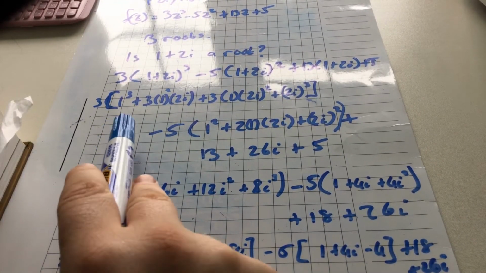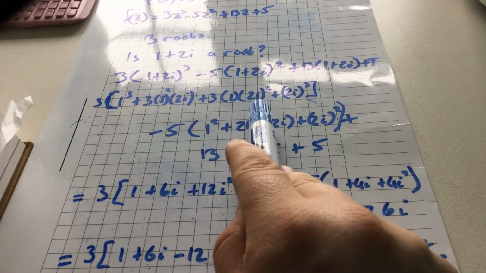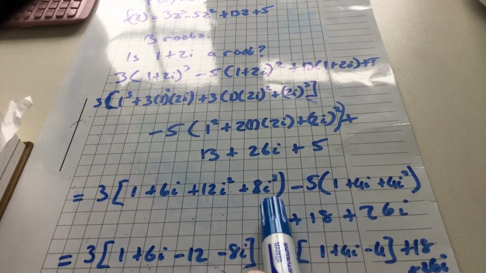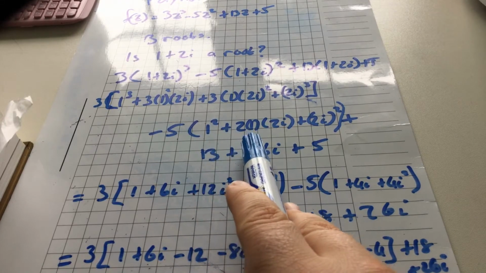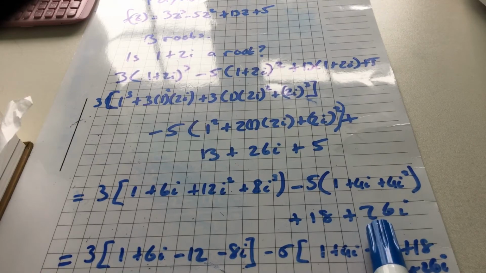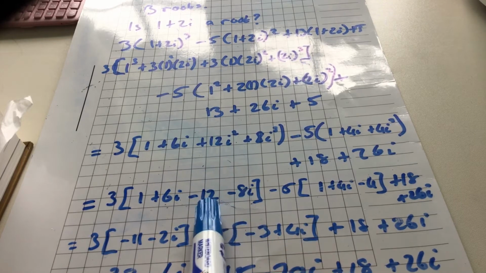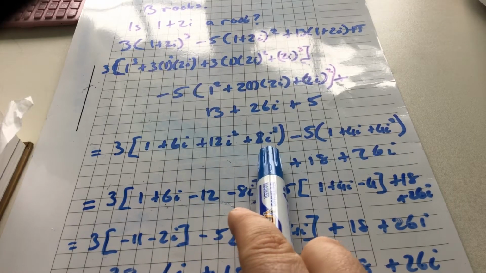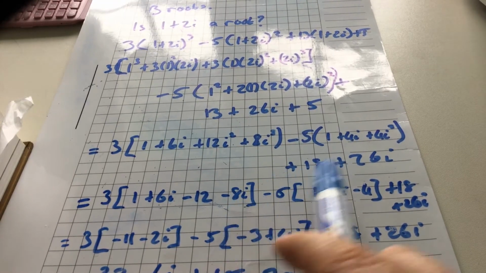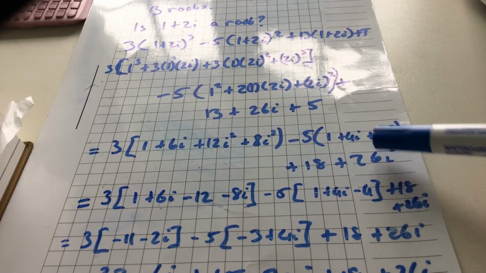Okay, so here we have 1 cubed becomes 1, 3 by 2i by 1 is 6i, (2i) squared becomes 4i squared by 3 is 12i squared, and then (2i) cubed is 8i cubed. 1 squared is 1, 4i, and then this is 4i squared, and then I've just added 13 and the 5 to get 18, and the 26i. Okay, all I've changed here: i squared becomes minus 1, so minus 12. i cubed is minus i, so it changes to minus 8i. Here, my 4i squared becomes minus 4. And that's all I've really changed there.